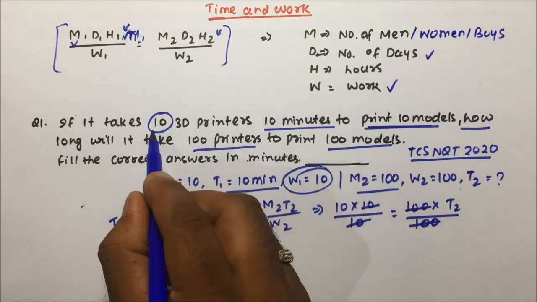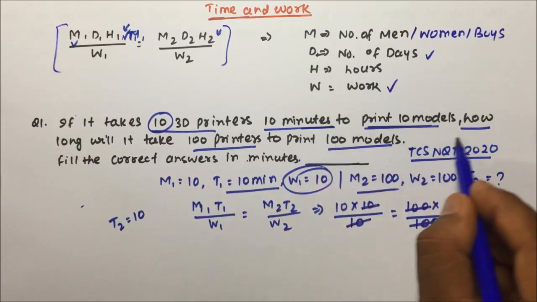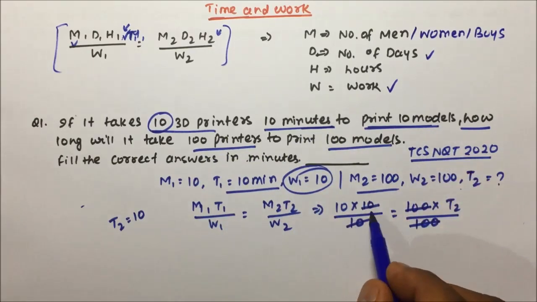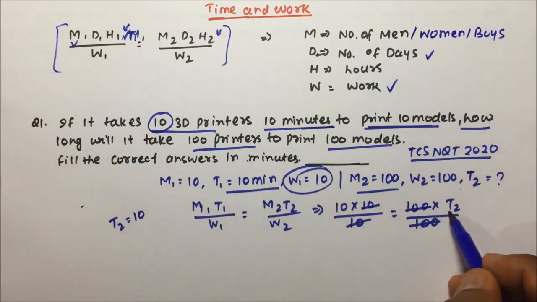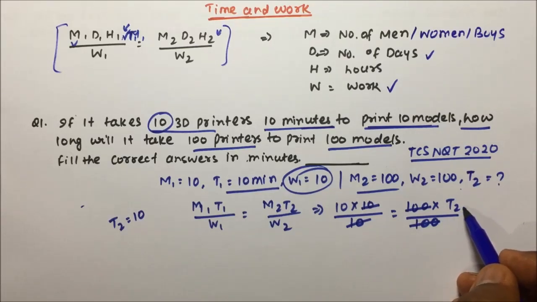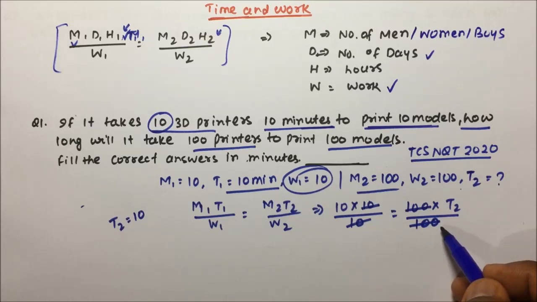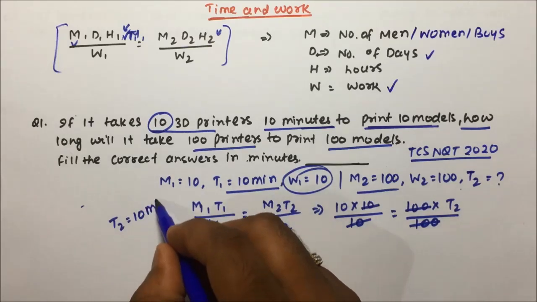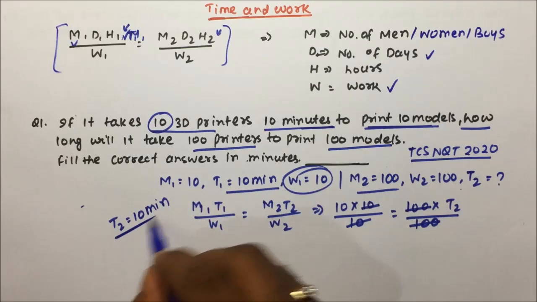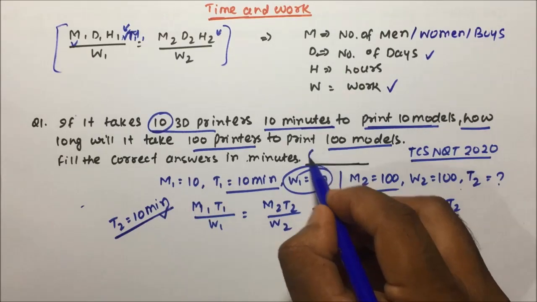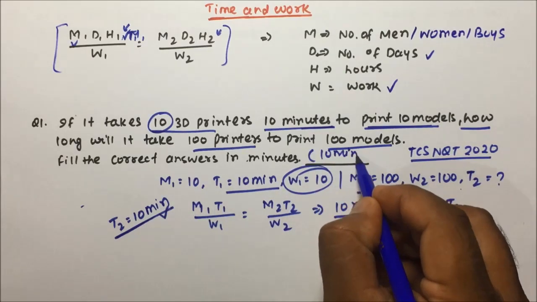So you can see 10 3D printers take 10 minutes to print 10 models. So 10 into 10 divided by 10. Now how long will it take 100 printers? So 100 into T2, time you have to calculate, divided by 100. So time will be equal to 10 minutes, and this is nothing but our answer for this question. So how much time will it take? 10 minutes, and that is what our answer is.